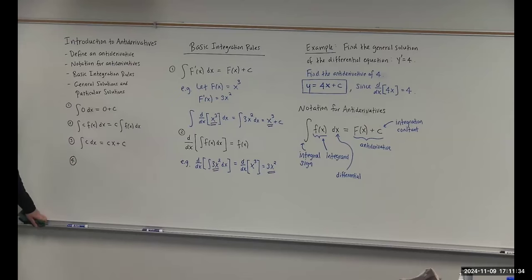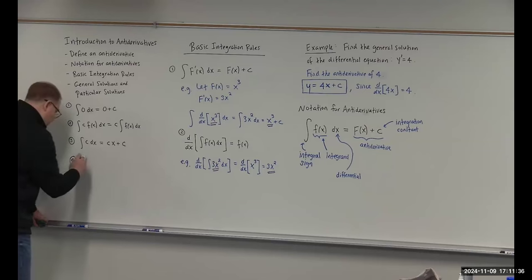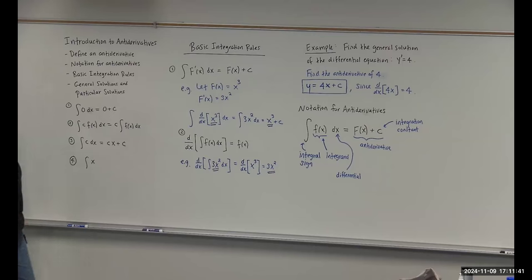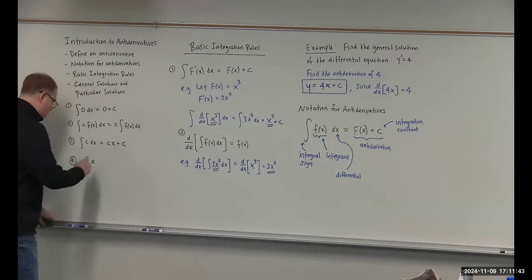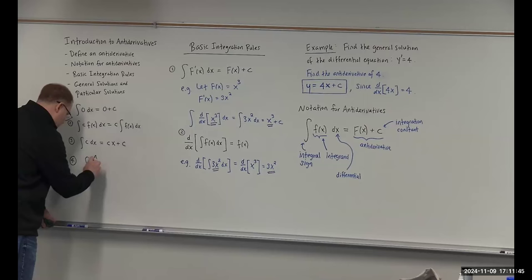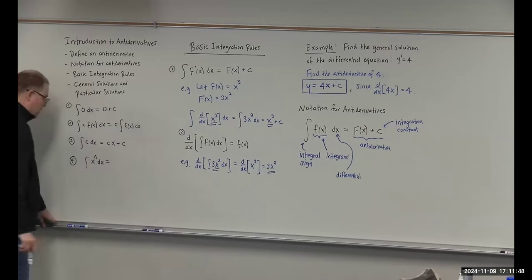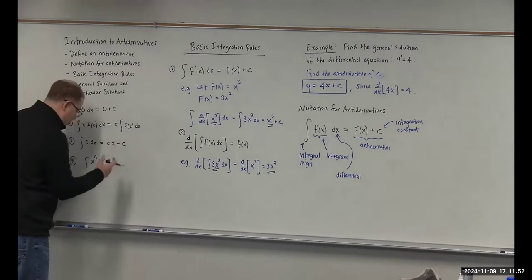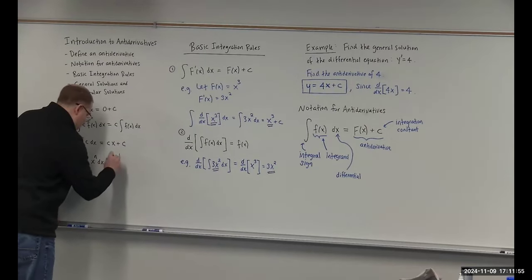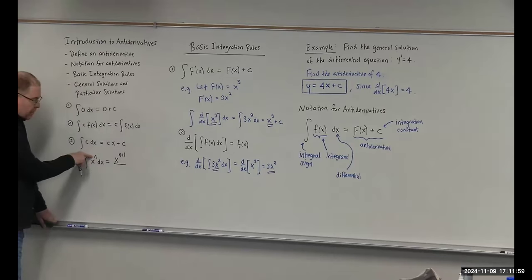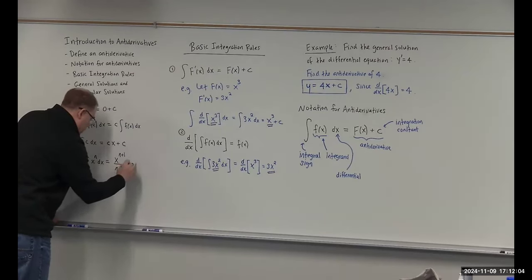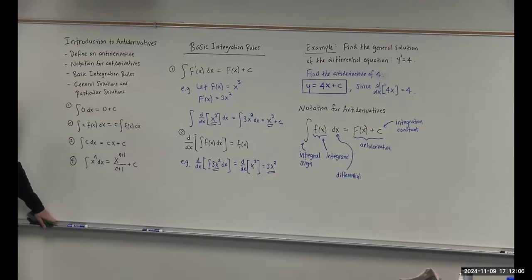And then this next one is very important. It's basically the power rule for integration. So if we have x to the n, then the integral of this, in other words, the antiderivative, is going to be: we're going to add one to that exponent, and then whatever we get there, we're going to divide by that. And we're going to add on a c.